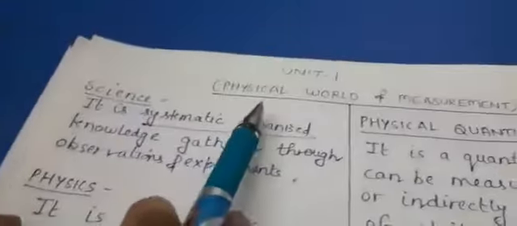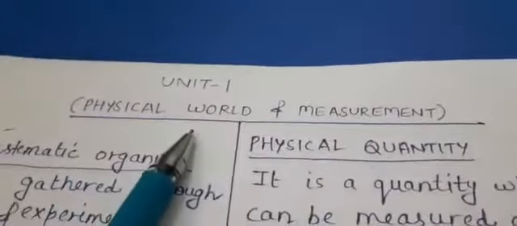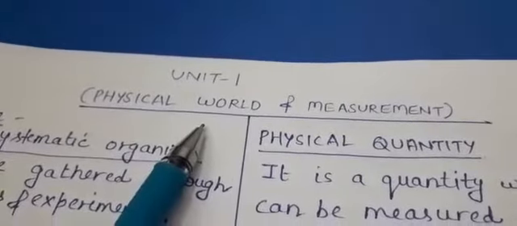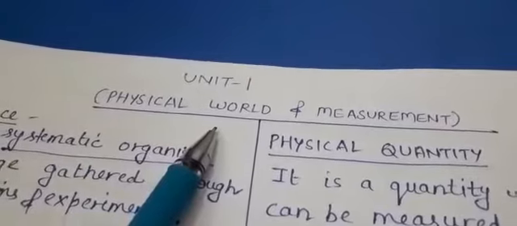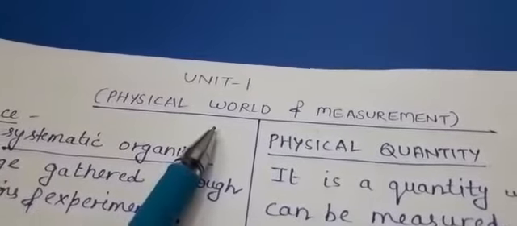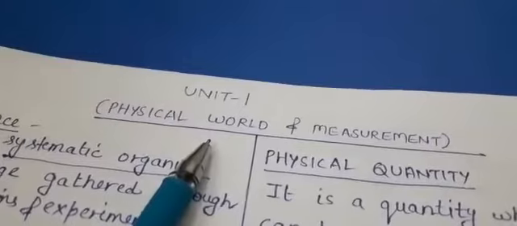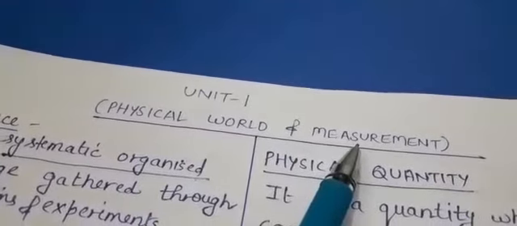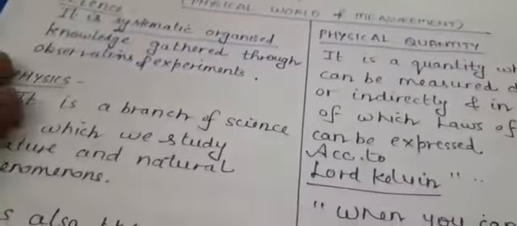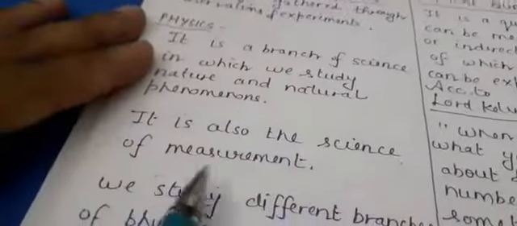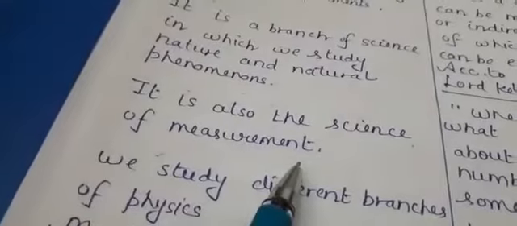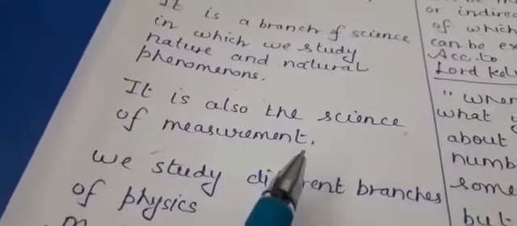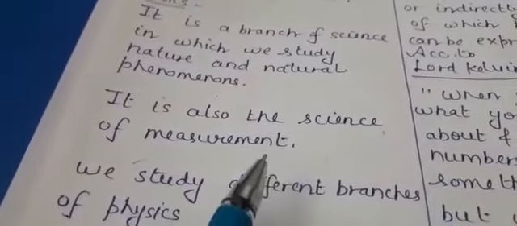See, your first unit is physical world. That means the physical world that is present in your surroundings. Everything in your surroundings is related to physics in the form of nature and natural phenomena. And measurement. Physics is a science of measurement. How can you say it is a science of measurement? Let me take simple examples.